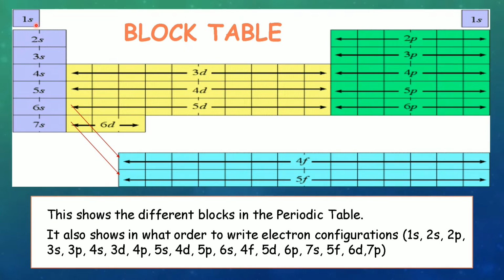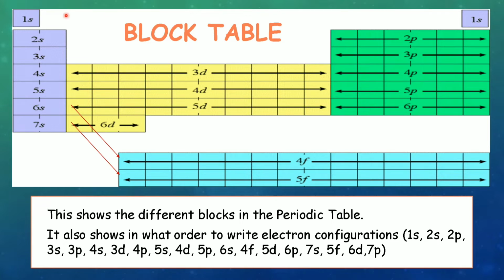As you can see on the left side of the periodic table, we have what we call the S block, except that the element helium is also under the S block. In the middle part, we have the D block, and the P block is located on the right side of the periodic table. At the bottom, we have the F block. This shows the different blocks in the periodic table, and it also shows in what order to write the electron configuration. It is sequential.